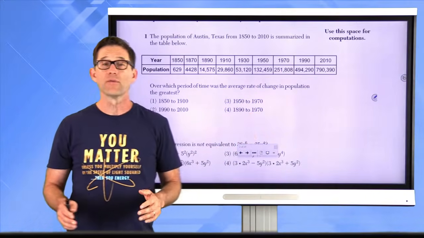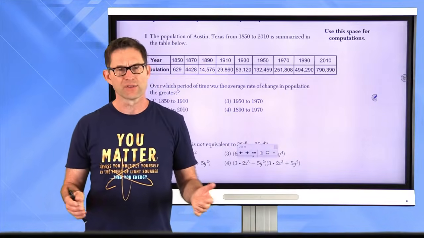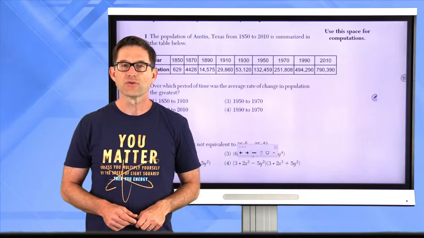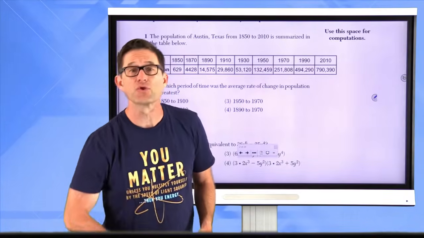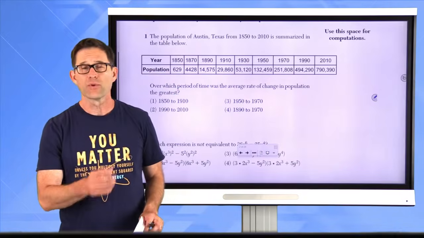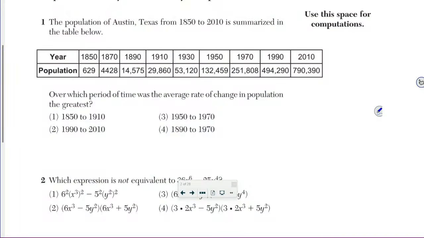Because the intervals have different amounts of time, you really do have to calculate the average rate of change for each interval. So let's take a look at how that's done, at least for choice 1, and then we'll talk about what the correct choice is. So if I'm looking to calculate the average rate of change for 1850 to 1910, I'm going to come in here.